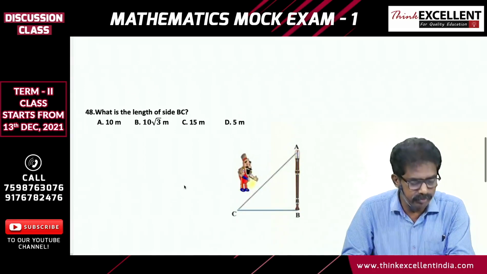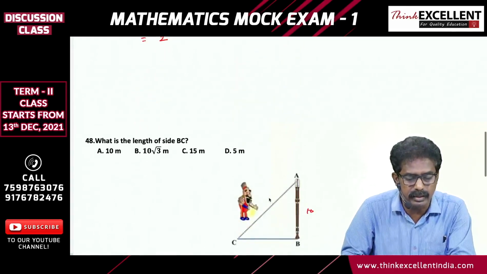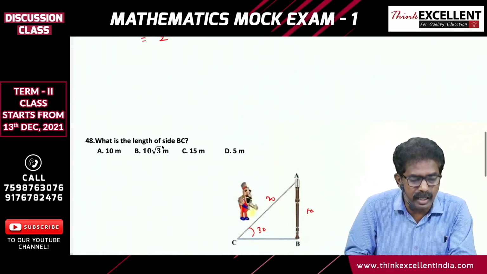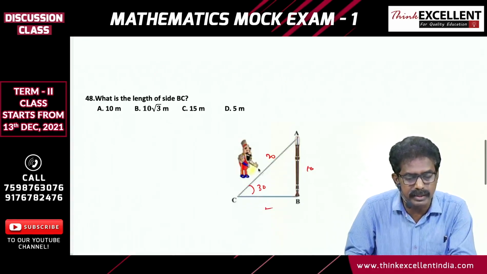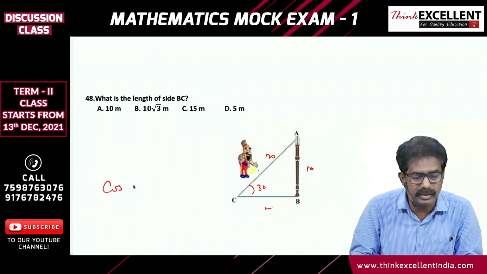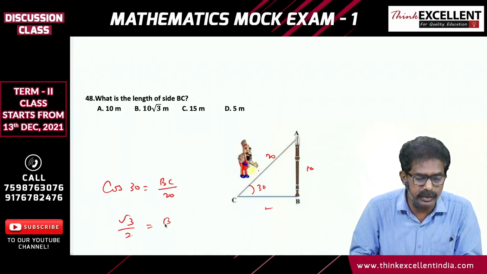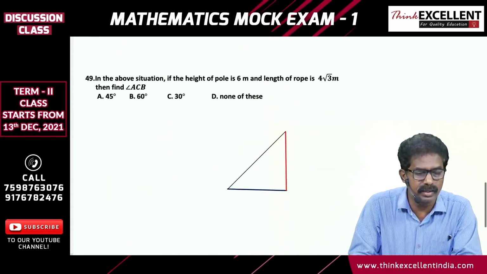48. What is the length of BC? They asked, what is the length of BC? Already you know height is 10. This is 10, this is 20, this is 30. They asked to find the length of BC. So with this 30, you can use it. Adjacent by hypotenuse you can take, right? So adjacent by hypotenuse means cos. So cos 30 is equal to BC by hypotenuse 20. Cos 30 value root 3 by 2 is BC by 20. 2 tables cancel, 10 cross multiply. BC is 10 root 3, right? That's the answer.